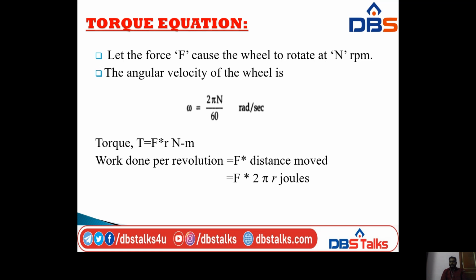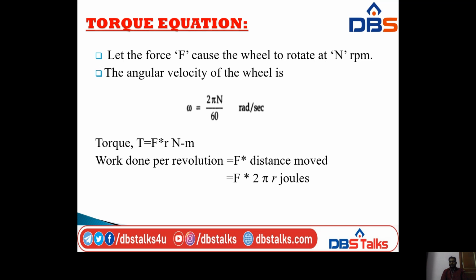So here we are applying some force, that is capital F, and by using this the wheel rotates at n rpm, that is the speed. From that, the angular velocity of the wheel is omega equal to 2 pi n by 60 radians per second. So I am writing torque tau is equal to F into r Newton meter.